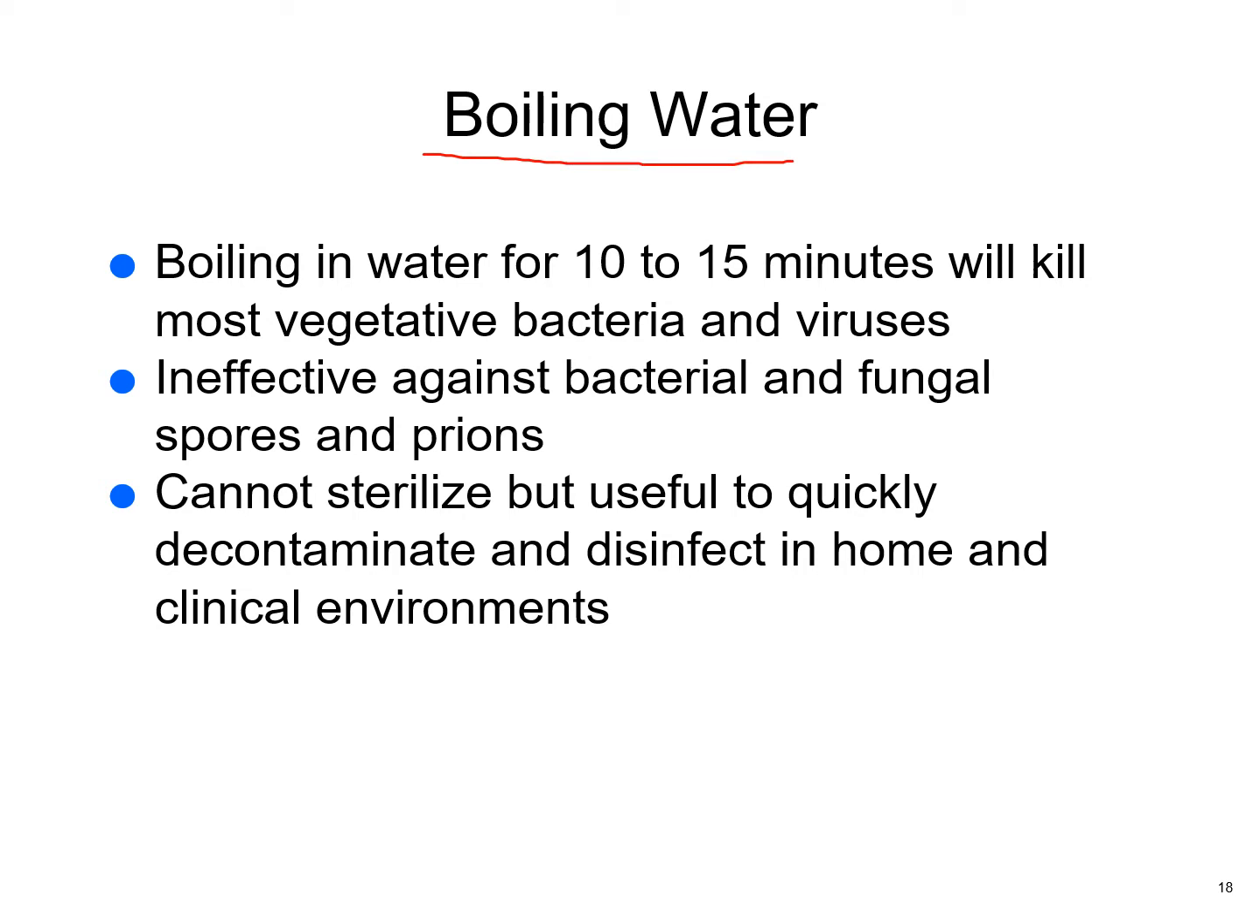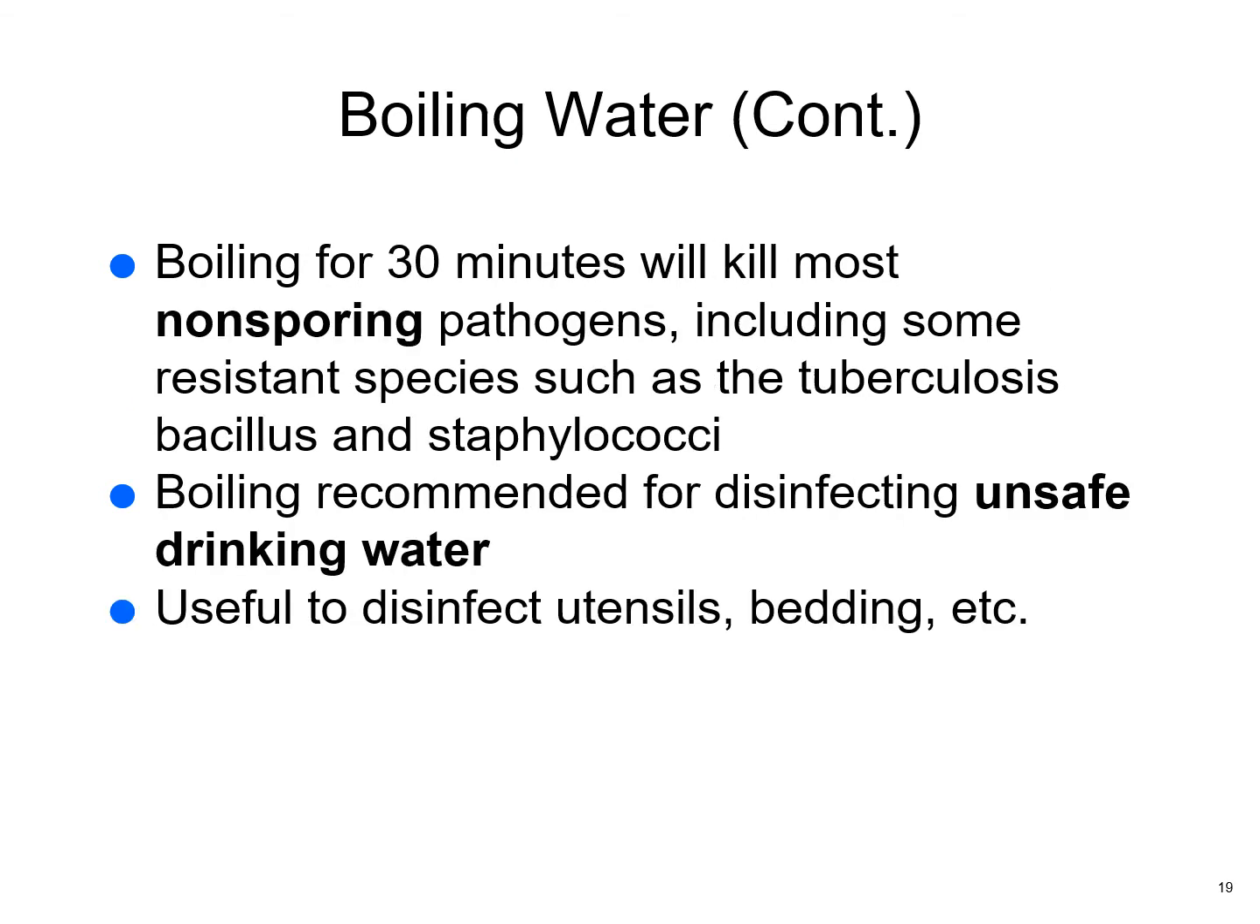Boiling water for 10 to 15 minutes is going to kill most everything, except it's not going to get rid of endospores and prions. 30 minutes will kill most non-sporing pathogens, and even tuberculosis bacillus, staph. If you have unsafe drinking water, the number one recommendation is to boil it. I know somebody who has drinking water from their well that's sandy and funny tasting, and he actually has a little still. He distills it, he boils it, and then captures the water that runs off.